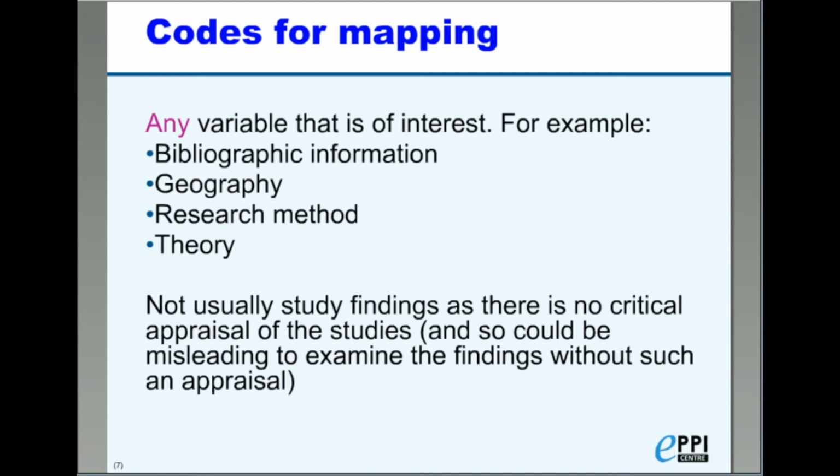Some people also include study findings in the map, but that's a bit unusual, because if you're doing the mapping before undertaking any quality relevance appraisal, then you would be a bit careful about the findings because there may not be ones that you can trust. And if you are going to do quality and relevance appraisal and you're going to do synthesis, then that's the synthesis stage of the systematic review.